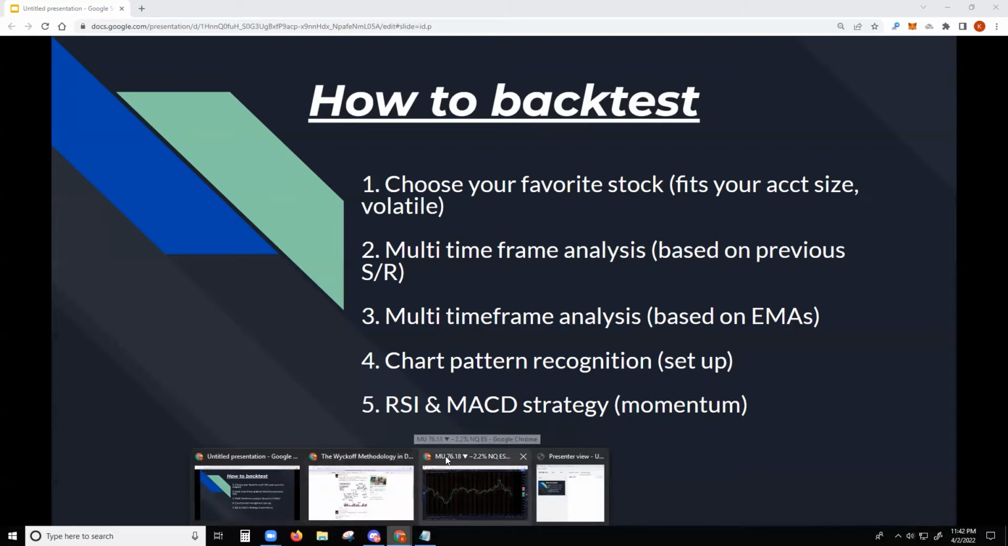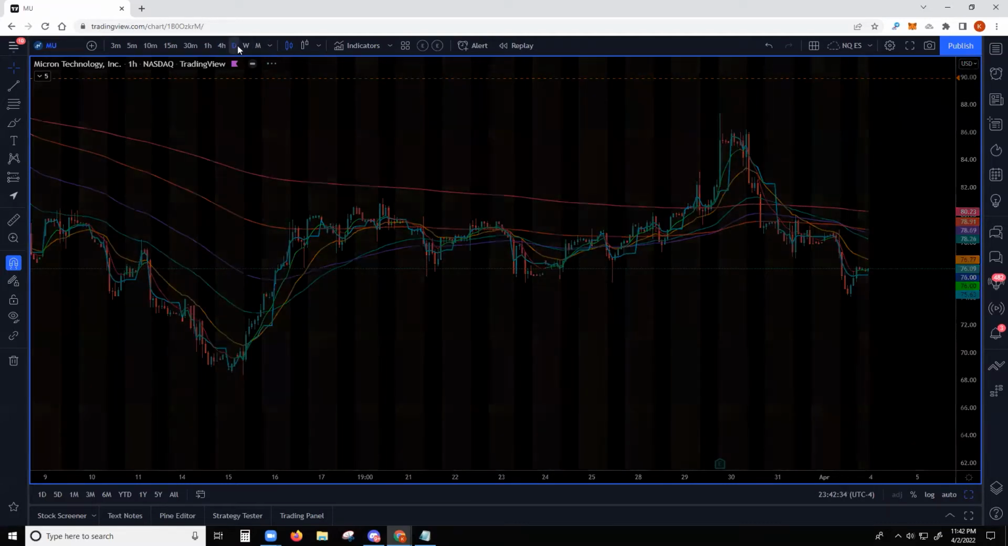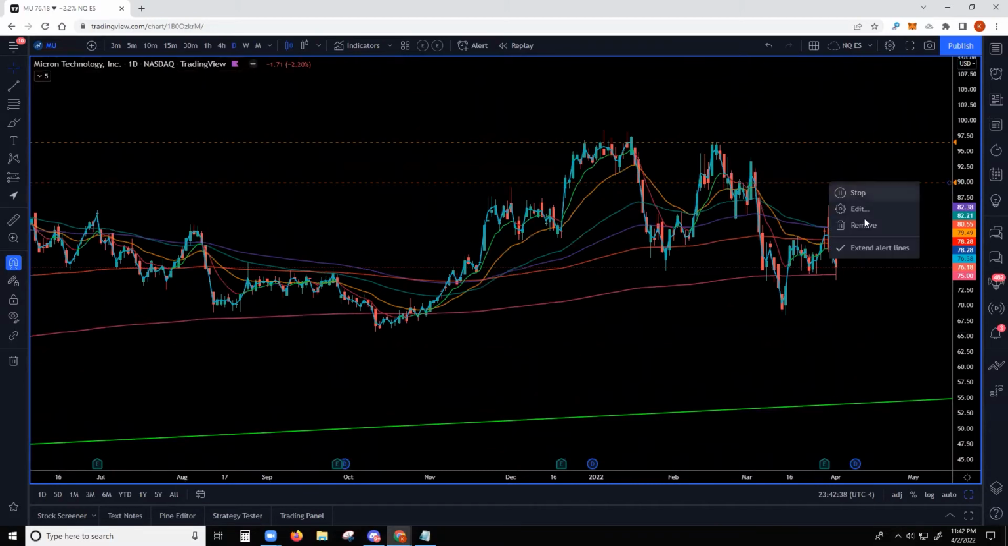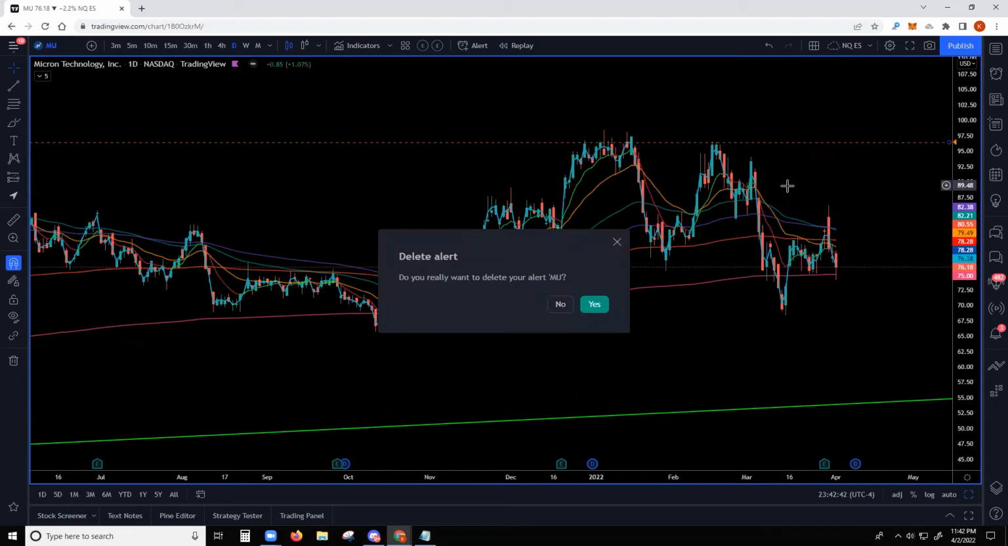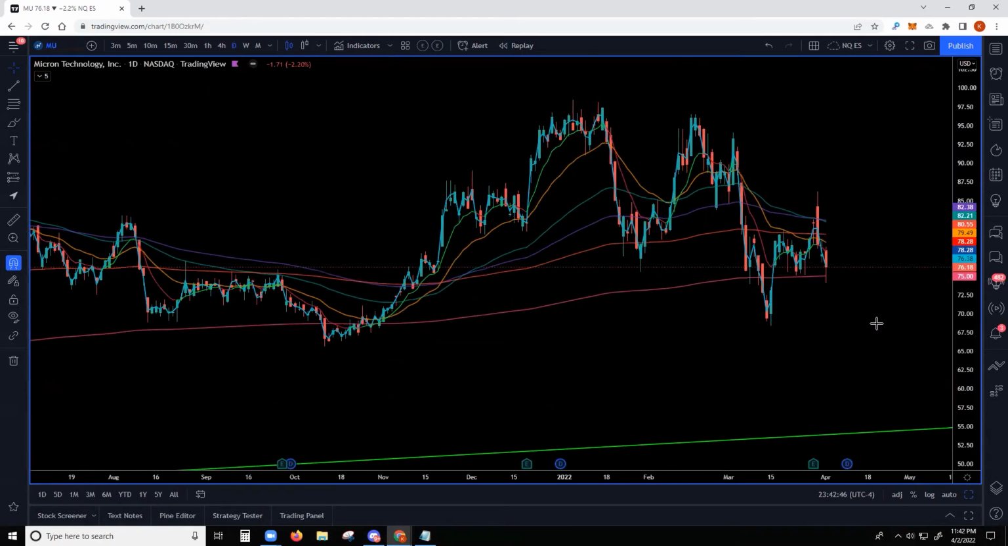So here I got the Micron Technology chart up, and we'll start out at the daily. Okay. So do you start at the daily, or can you work your way up from like 5 minute all the way up to the daily? You can work your way up, or you can start from the top and work your way down.